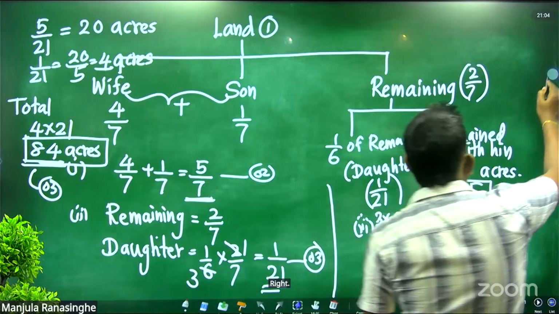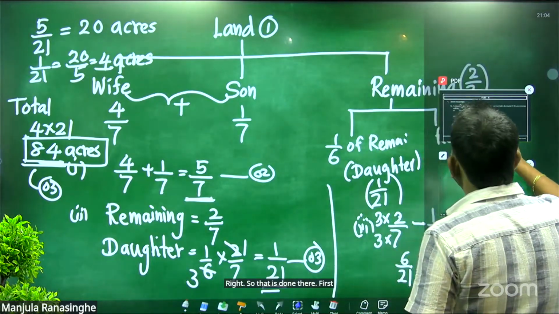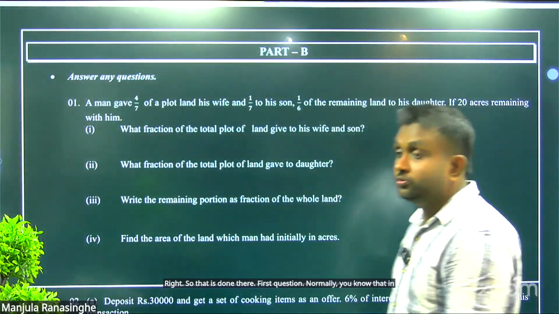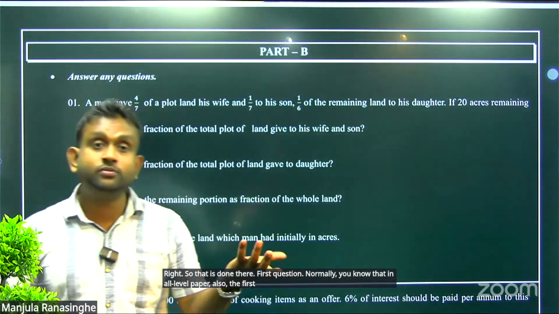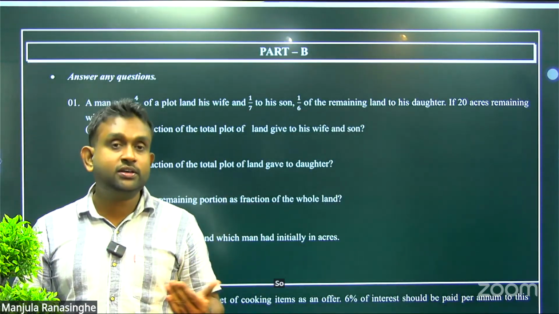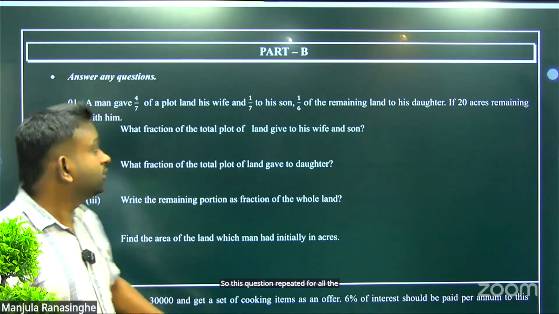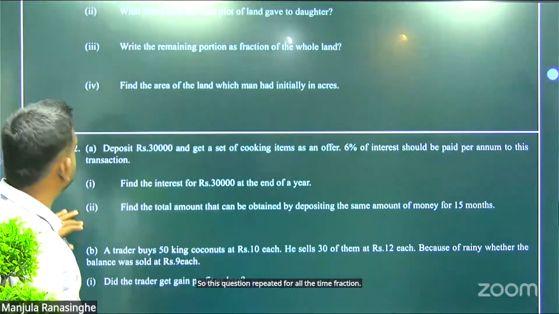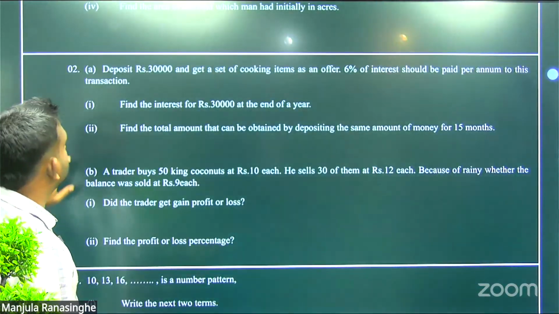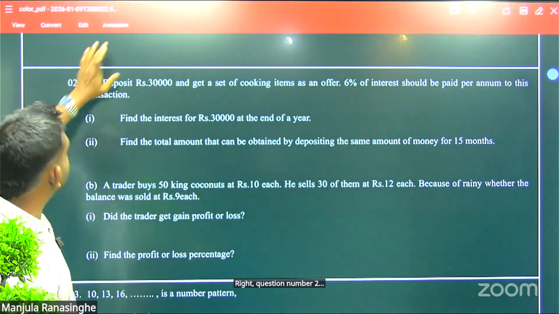So that is done, the first question. Normally you know that in the O-level paper also, the first question of part B is fraction. So this question is repeated all the time, fraction. Right, question number 2.